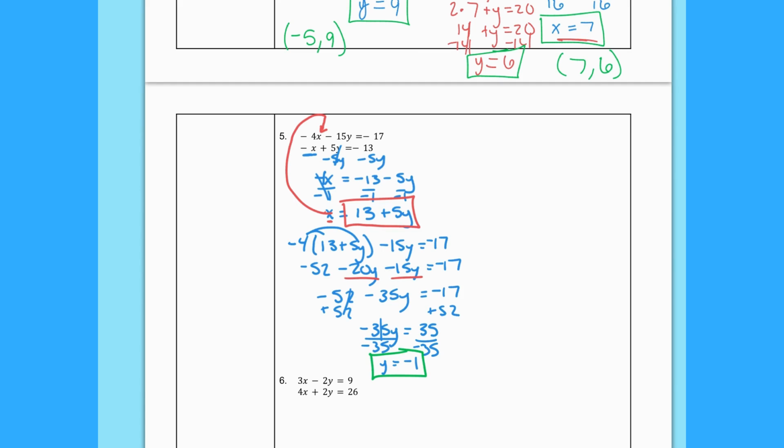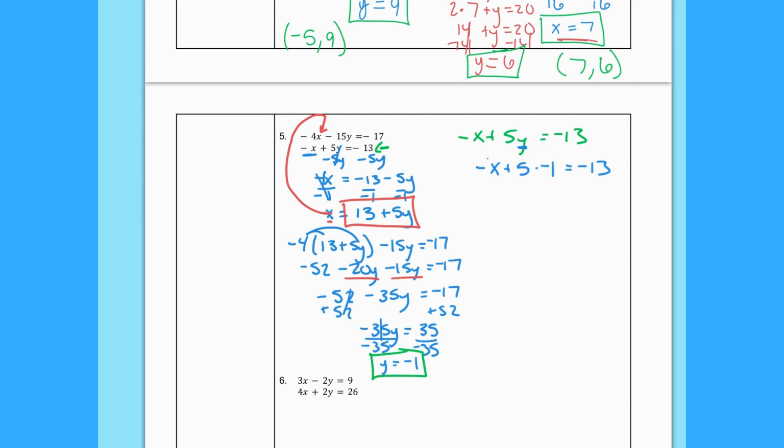So now, here's the easier part. Now we're going to go back up to either equation. I'm going to pick the second one just because they're smaller numbers. So that's negative x plus 5y equals negative 13. But what I'm going to do is replace that y with the value we found, negative 1. So that's going to be negative x plus 5, but instead of 5 times y, it's now 5 times negative 1 equal to negative 13.